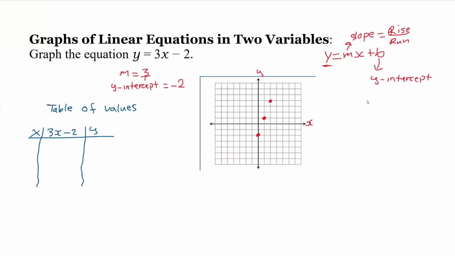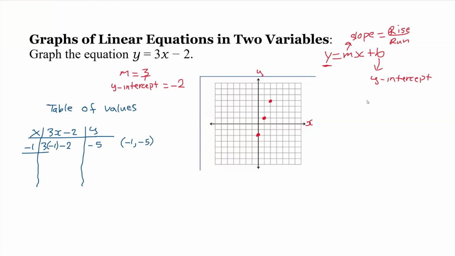So for example, I can choose x to be -1. So that means I replace x with -1, and I subtract 2 from that, and I simplify this. 3 times -1 is -3, minus 2 is -5. So that tells me a point would be at (-1, -5).